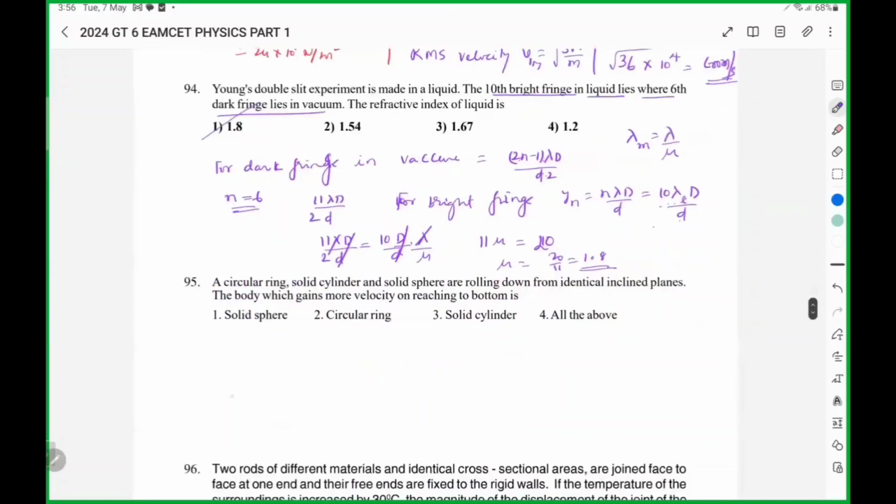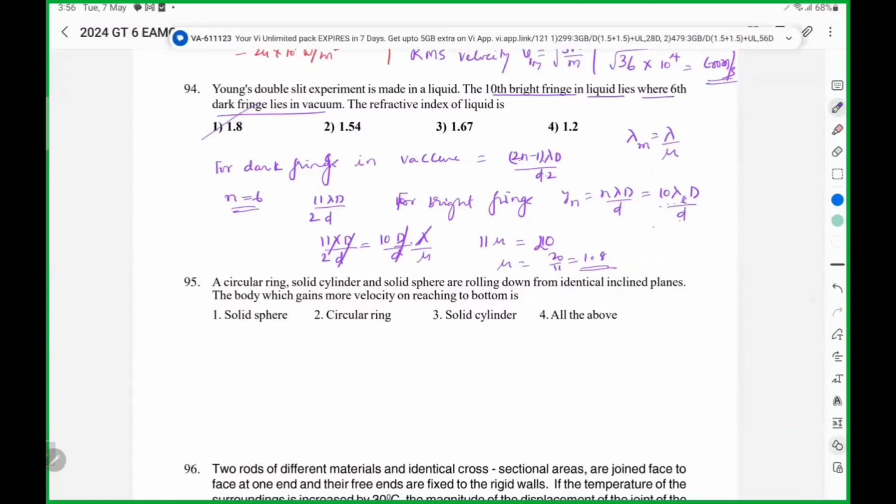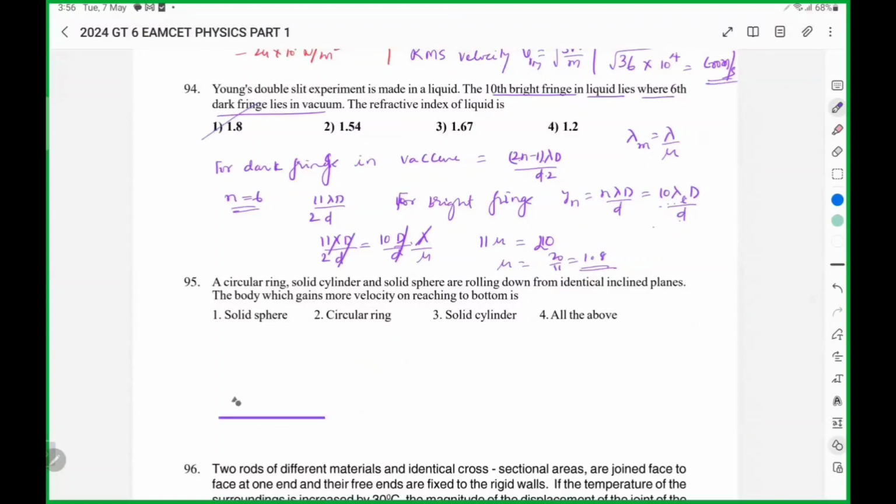Then circular ring, solid cylinder and solid sphere are rolling down from identical inclined planes. A round-shaped body of mass m at the highest point has potential energy mgh.